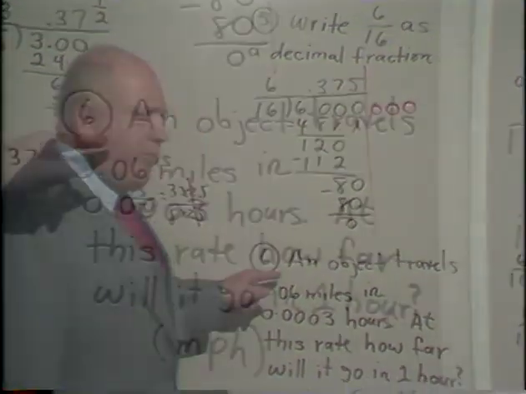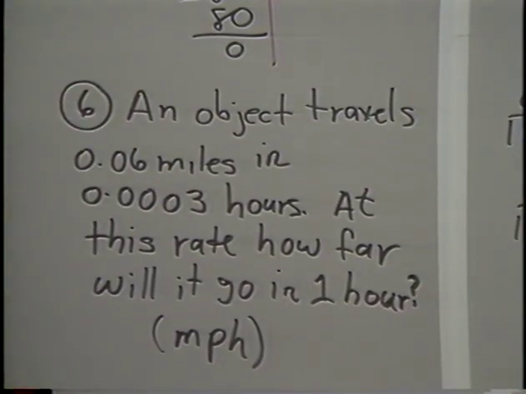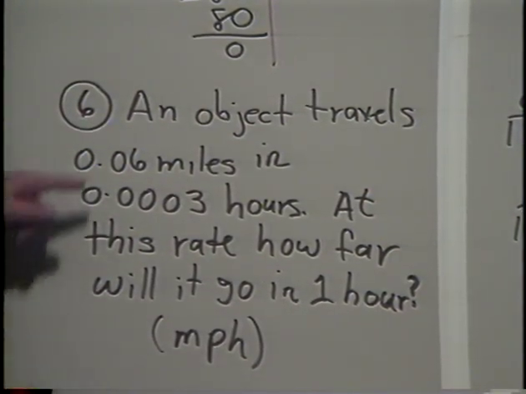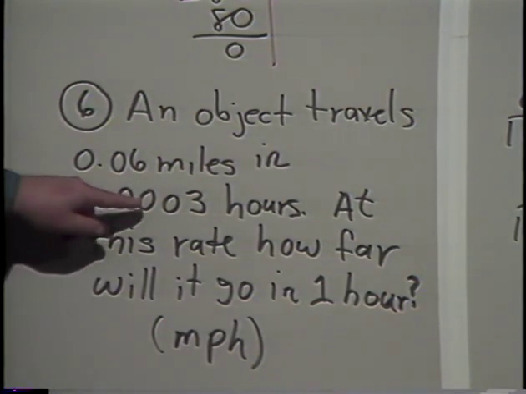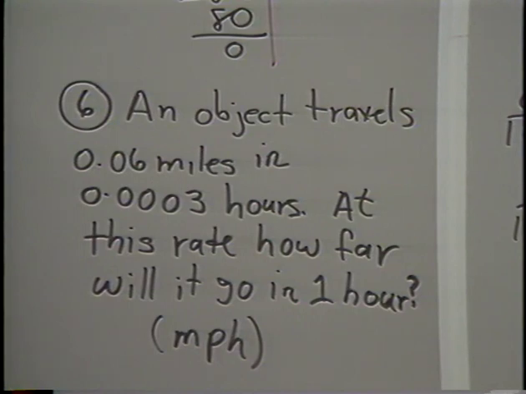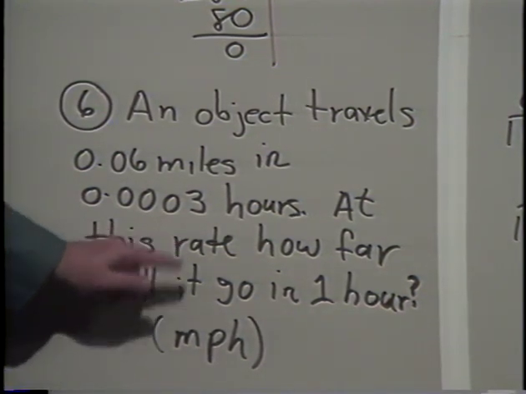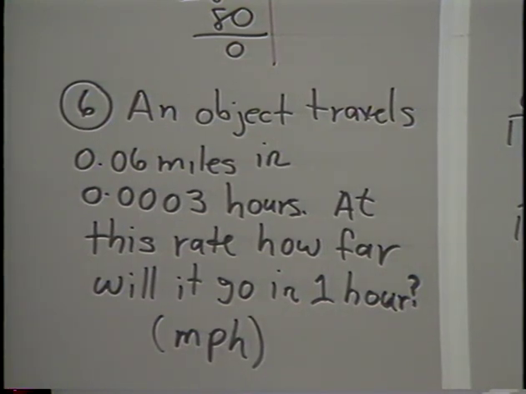So let me give you a problem that we've dealt with before, but now I'm going to use very small numbers. I say an object travels 0.06 miles in 0.0003 hours. At this rate, how far will it go in 1 hour? In other words, at this rate, what is its speed in miles per hour?